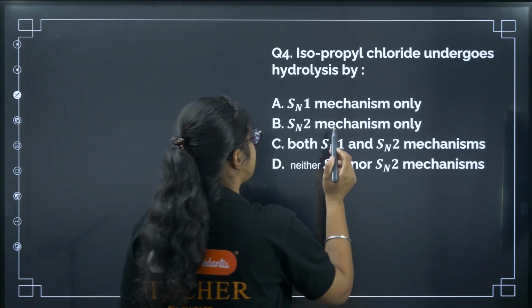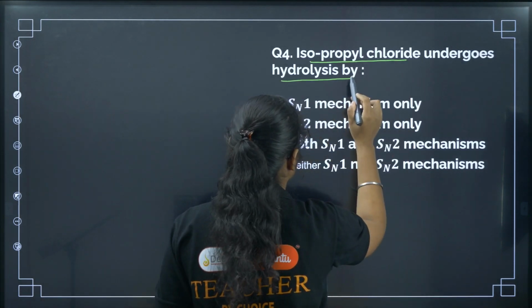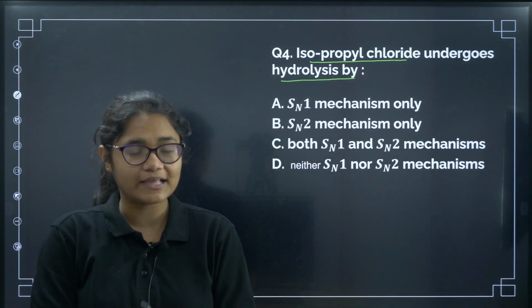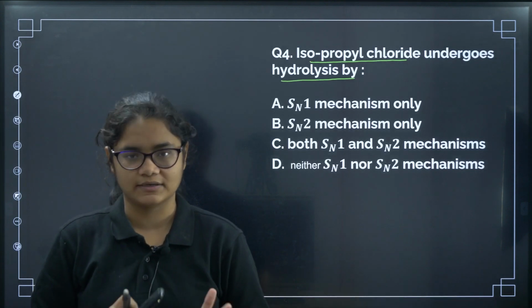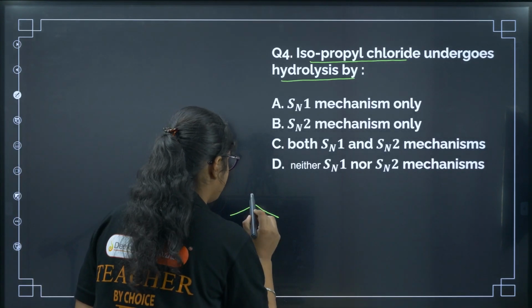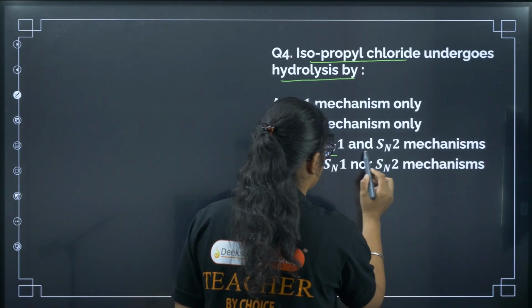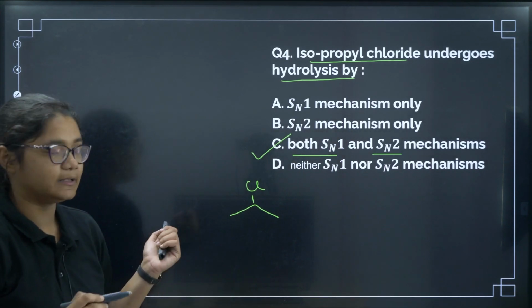Next one, isopropyl chloride undergoes hydrolysis by. So we know tertiary generally prefers SN1, primary prefers SN2, and the secondary can be with both SN1 and SN2 based on other factors. So here, since isopropyl chloride is a secondary chloride, it can undergo both SN1 and SN2 mechanisms. So the correct answer is option number C.